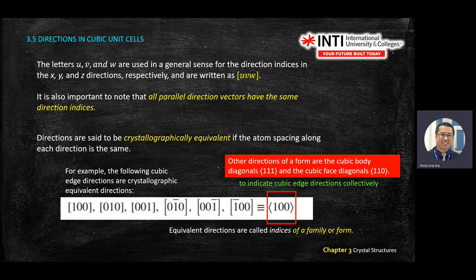If you have one unit in X, one unit in Y, one unit in Z. And this one is bracket. Bracket means direction. Whether it's negative magnitude, you can form in one family is called 1, 0, 0 family. Okay, you use family. Y, Z.